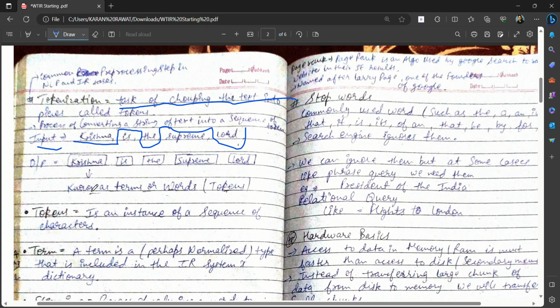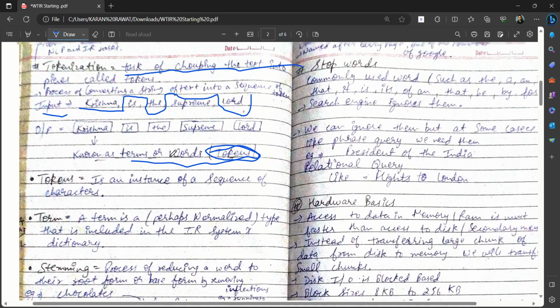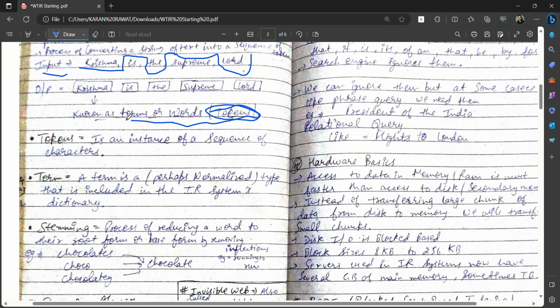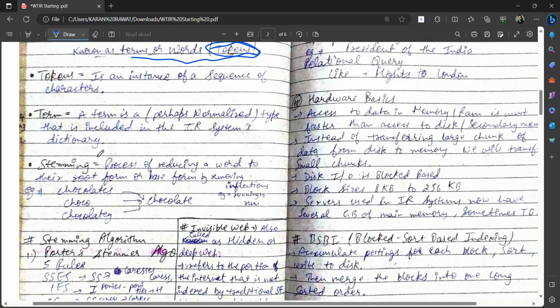Here, Krishna, is, the, supreme, lord are known as terms, or words, or tokens. This complete process of chopping the text into pieces, and these pieces known as terms, words, or tokens, is known as tokenization. You can read the definition: a token is an instance of a sequence of characters. This is a sequence of characters, and the instance of this is known as a token. So this is tokenization and token, and I made it clear to you.